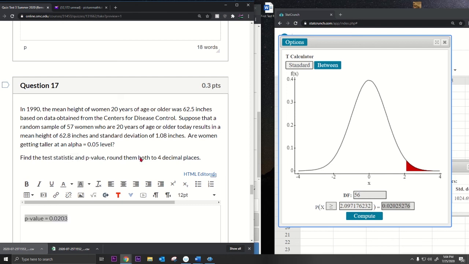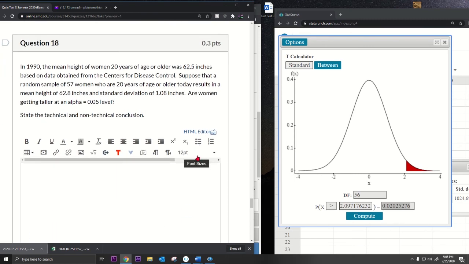Oh, you know what? That's kind of lame that some people might not round it if they insert this, but that's okay. Technically, you should insert this thing and then also say this, so that you round correctly. All right, cool. So did we do everything? I think so. We got the test statistic and the p-value. We used the t distribution. Everything looks good. Moving on to number 18, which is to state the technical and non-technical conclusions.